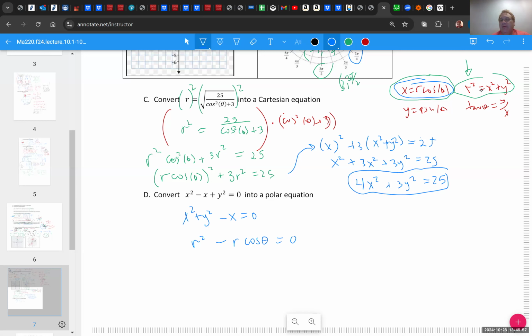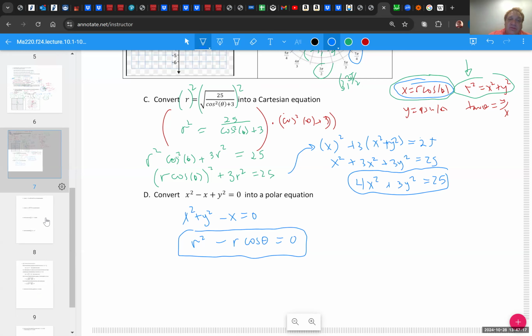Hey, that was kind of nice, right? So look out for those things. And you can rewrite everything in terms of r's and thetas. This is a nice simplified version of this. You can also factor it if you like. There's different ways of rewriting this. That seems fine to me. So that's an example of converting a Cartesian equation into a polar equation.